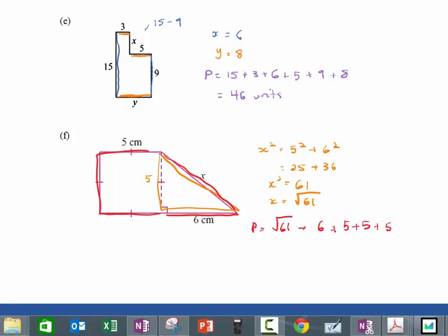And be aware that we are not using this side because it is not on the outside. The perimeter is simply the outside. Now we can place everything in our calculator, and we get 28.8102, something along those lines, which is 28.81 centimetres to 2 decimal places.